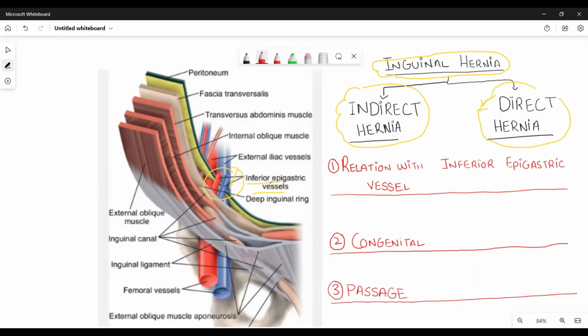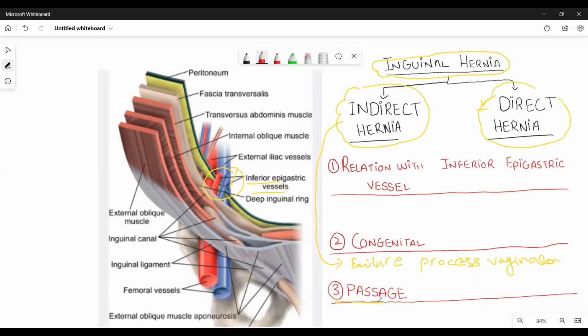The next difference is whether it is congenital. The indirect inguinal hernia is basically a congenital defect due to the failure of the processus vaginalis, failure of the processus vaginalis in case of indirect inguinal hernia.